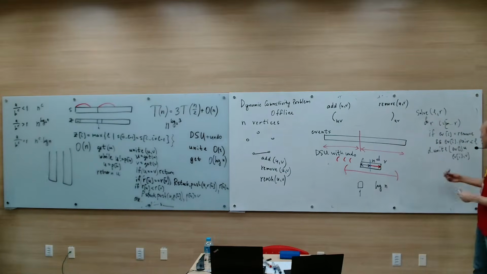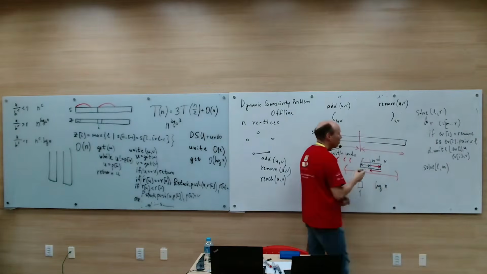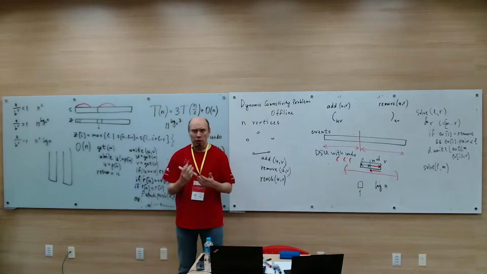So we make a recursive call. Let's solve LM. Now when this recursion terminates, we need to fix it back as it was before, and this is where undo comes. We go in the opposite direction along the second part of our chunk and undo the unite operations that we did.